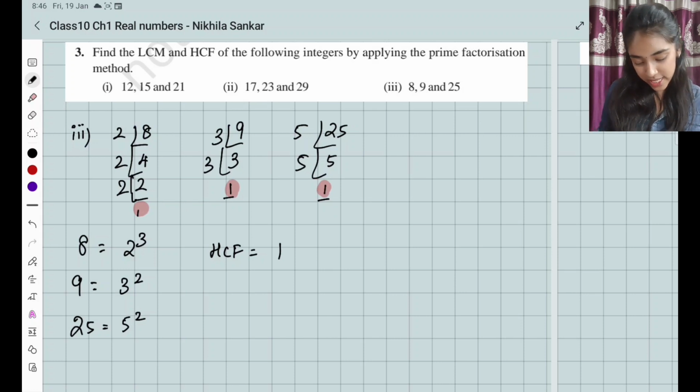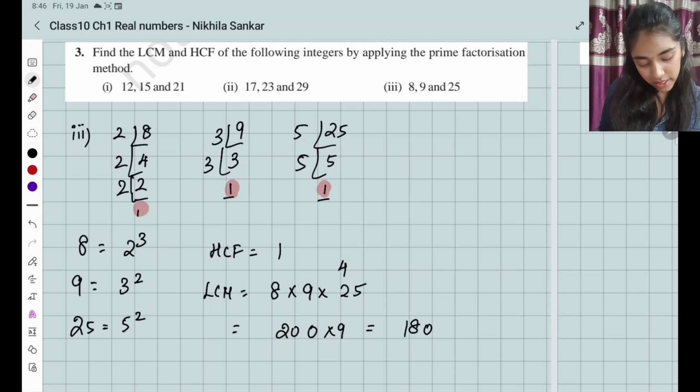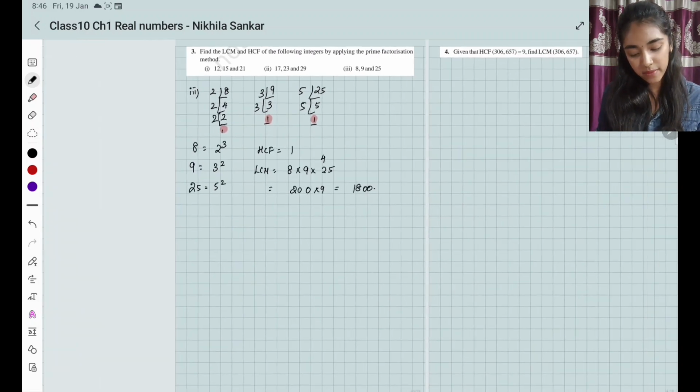Okay, now what is the LCM going to be? LCM is simply the product of all the numbers: 8 into 9 into 25. I'll do 8 into 25. 8 fives are 40, 4 eights are 32, so 200, times 9. Easy calculation. 9 twos are 18, so 1800. Okay, please copy.